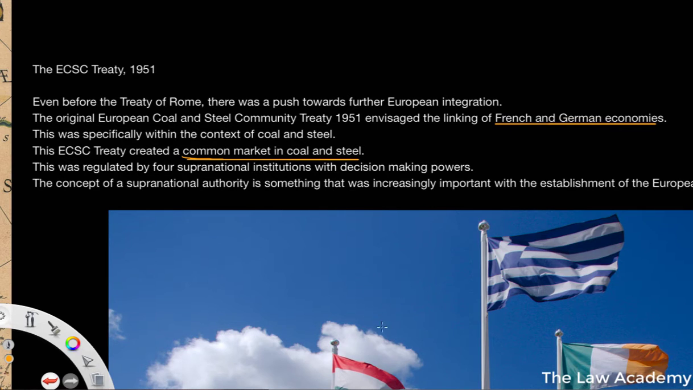It was very interesting that this was a period of time when it was regulated by four supranational institutions with decision-making powers. We're going to talk about the supranational institutions when we look at how these institutions would eventually evolve through treaty law and through European enlargement into the institutions of the European Union that we have today. Things like the European Council, the Parliament, the ECJ, all these kind of things.